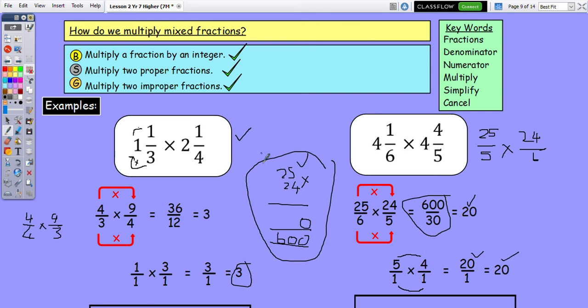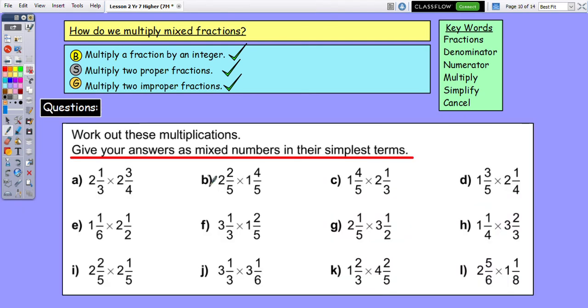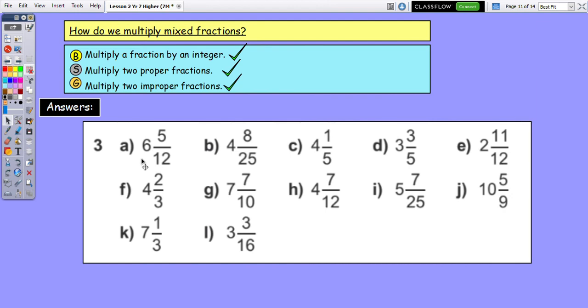Okay, so once again, I've got some questions, quite a few of them. I'd like you to leave your answers as mixed numbers in their simplest form. Pause the video, have a go. I'll give you the answers in a second. Excellent, well done. Okay, these are the answers in their simplest form as mixed numbers.